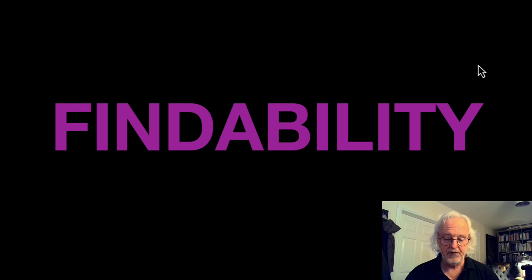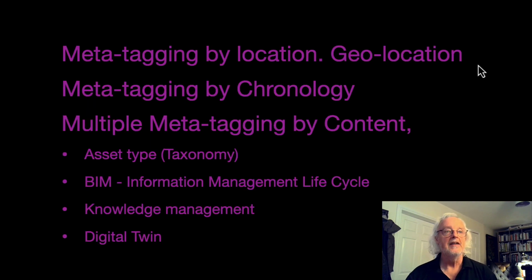And it applies to all sorts of different things, findability. So what we can do is we can tag by geolocation, that's one. We can tag by chronology, and then we can tag by content, what is in the image. And this has applications in all sorts of things which we talk about in this wide reality, in the reality capture market. By tagging by asset type, what we call a taxonomy. And we can do what's called multiple tagging.